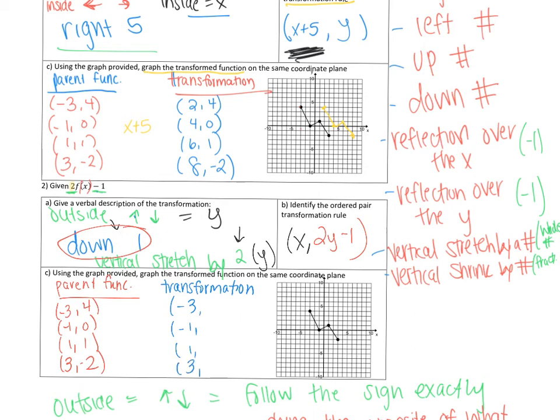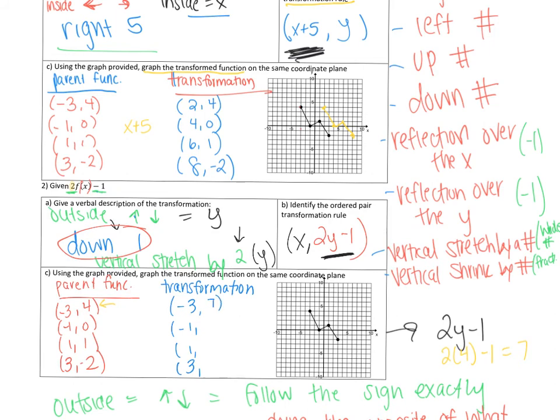But now we need to plug in our y values into here. I'm going to write that over here so we can remember: 2y minus 1. So for every y value, we are going to plug it in for y. So for the first one, my y value is 4. So I'm going to go 2 times 4 minus 1, and that gives me 7. So my new y value is 7.